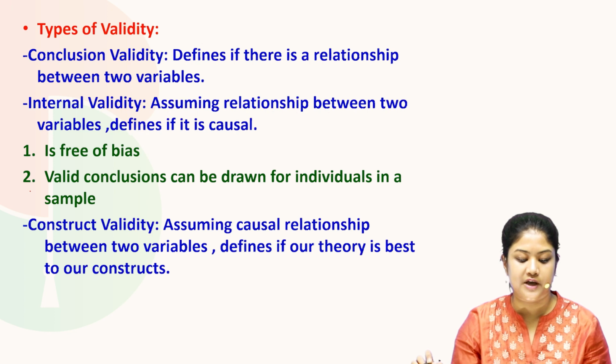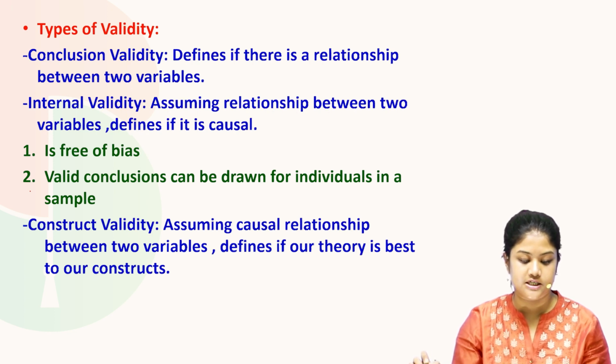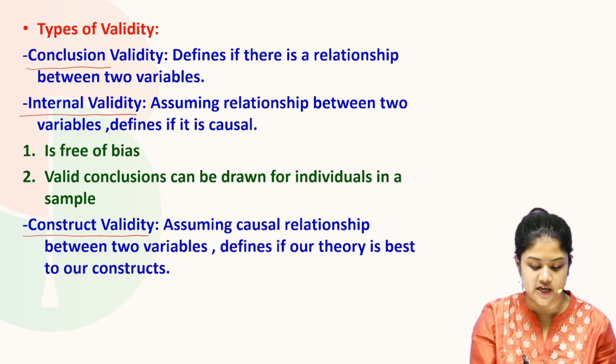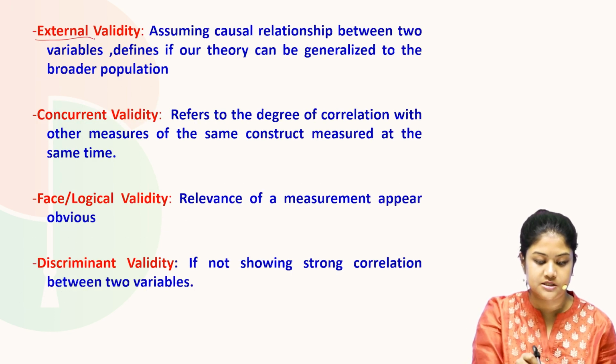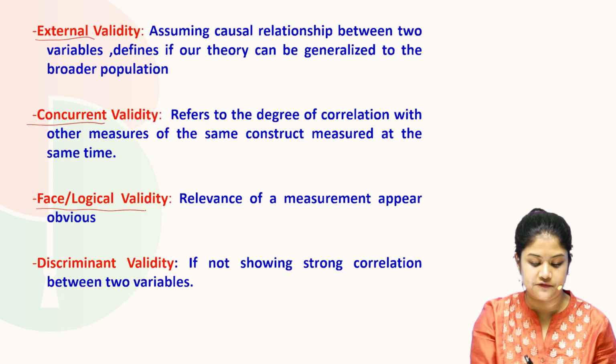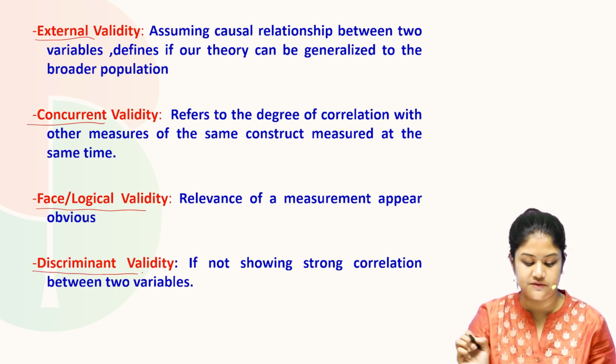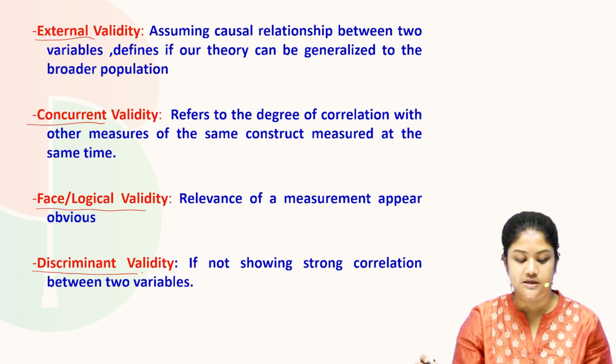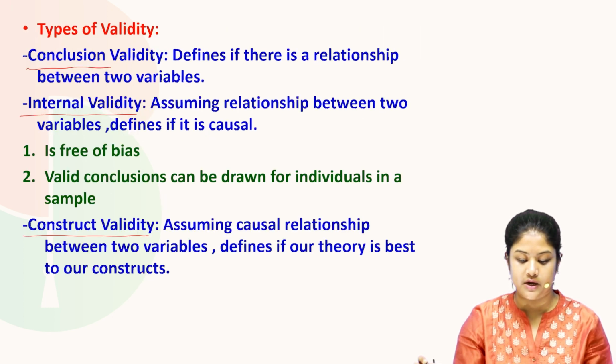Now the types of validity, there are different types of validity: conclusion validity, internal validity, construct validity, external validity, concurrent validity, face or logical validity, discriminant validity. I will not be going into each and every type of validity. If you want, you can pause the video and see for your reference.